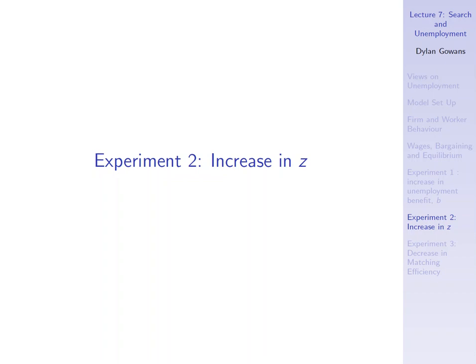Now, why is this important? Well, remember that the new classical hypothesis is that business cycles are being driven by these changes in productivity, by changes in Z. So if we accept that to be true, we could use this model to look at what changes this implies for the labor market over the business cycle.